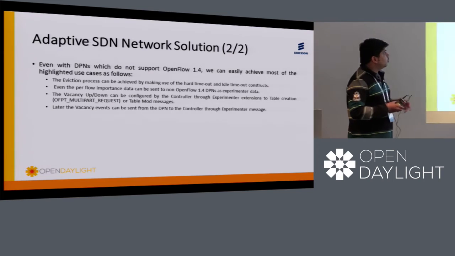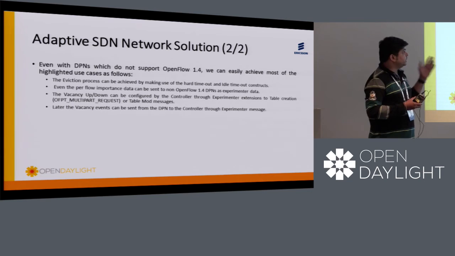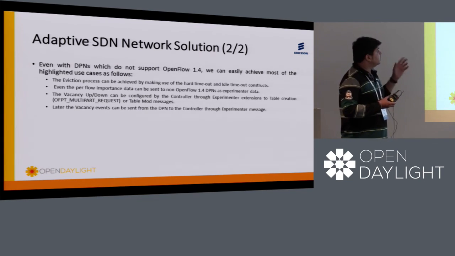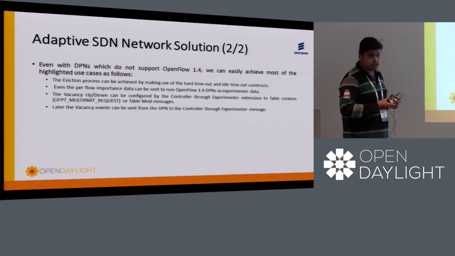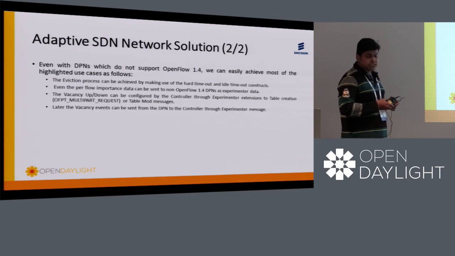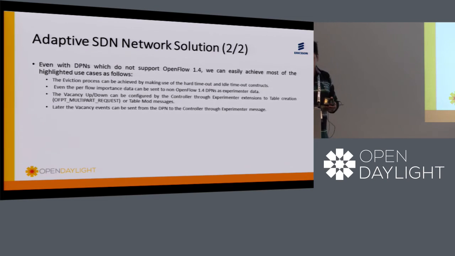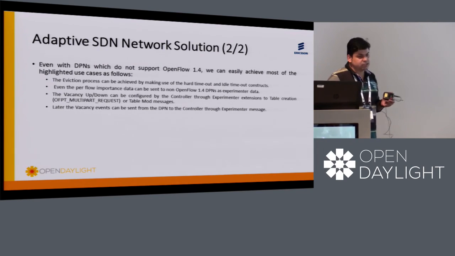Since OpenFlow 1.4 needs support from the switch also, it's not that we need to have 1.4 only to have these particular enhancements. We can do away with all those using either the hard timeout or the idle timeout value in the case of vacancy events, and it can also be done by experimenter data, or the importance flag can be augmented to the flow mod message. But if these are done, we still need support from the switch. A switch should understand all these constructs.